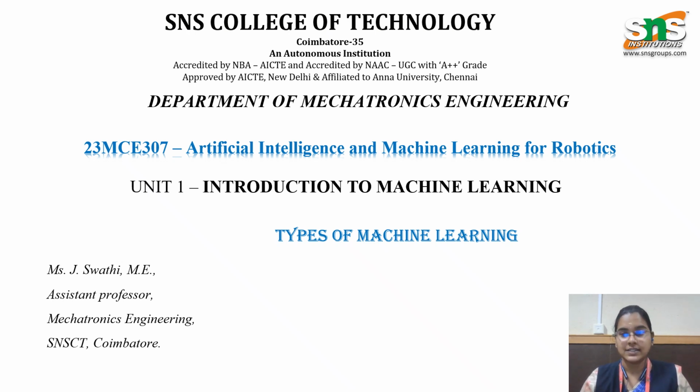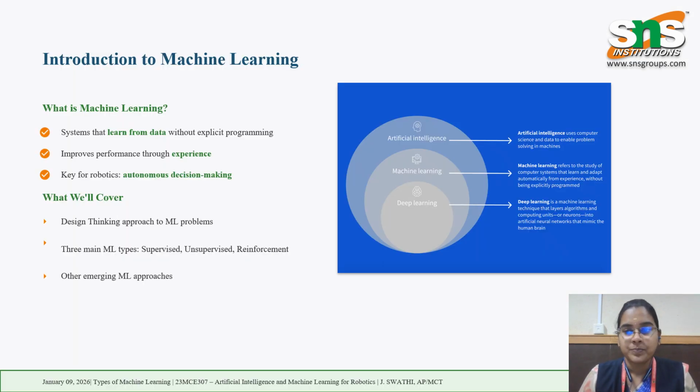In this lecture series, we will continue with the types of machine learning. In the previous lecture, we discussed what machine learning is and its scope, right? Continuing with that, we will discuss the types of machine learning. In the last series, we discussed these three terminologies: what is artificial intelligence, what is the term machine learning, and what is the term deep learning, right?